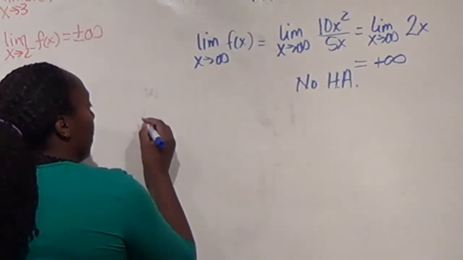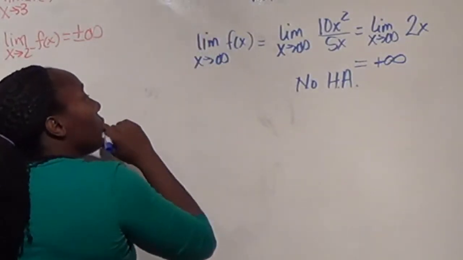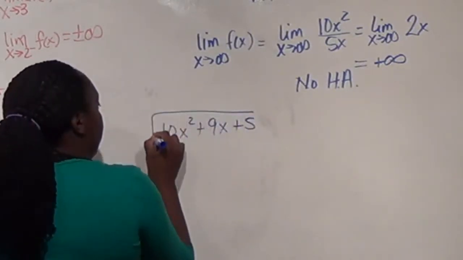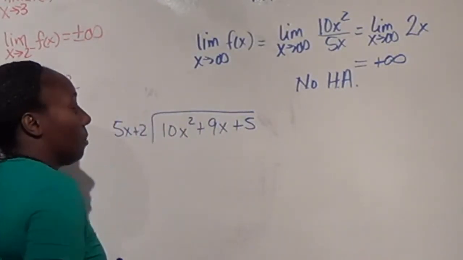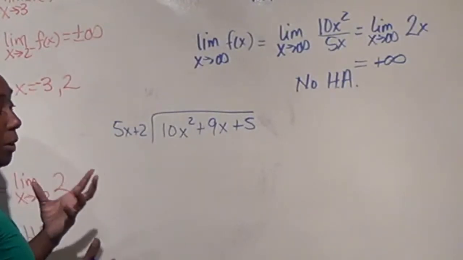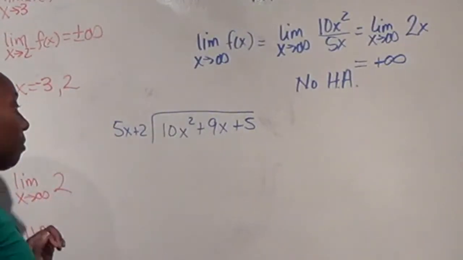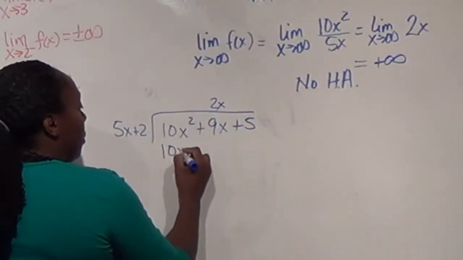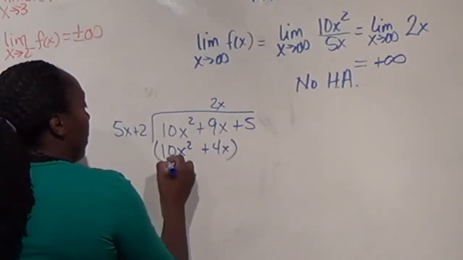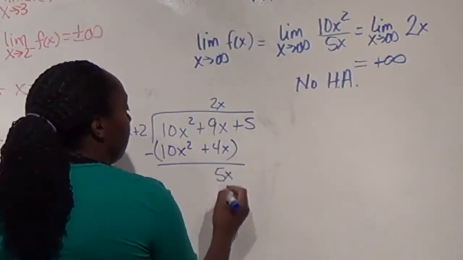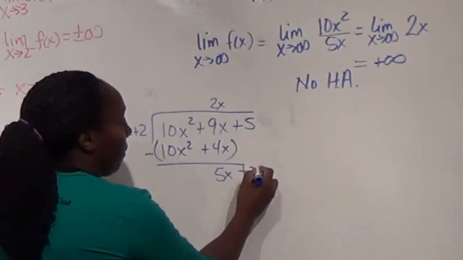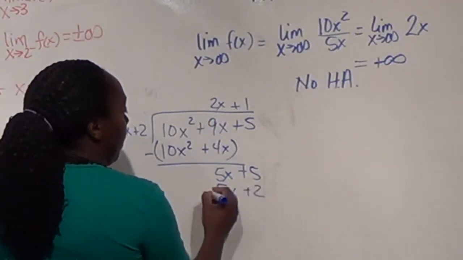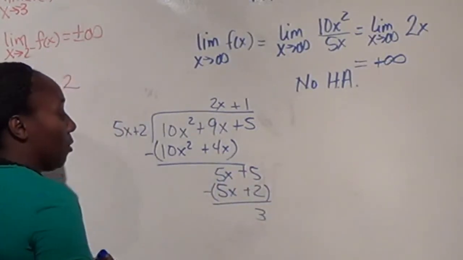Now to find that, that's not always easy to do. And so one of the first things I want to consider is rewriting that function. And the easiest way to rewrite that is to divide out. So I'm going to use long division to rewrite. I basically want to find the quotient and remainder so I can rewrite this function. So I'm going to multiply by 2x to get a 10x squared plus 4x. We can subtract that to get 5x plus 5. Then we can multiply by 1 to get a 5x plus 2. Subtracting gives us a remainder of 3.